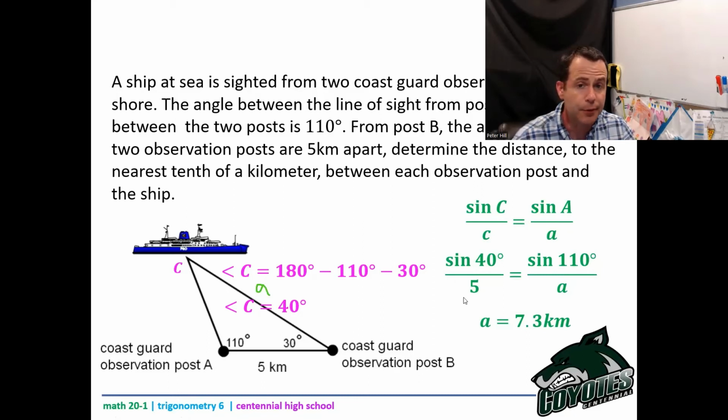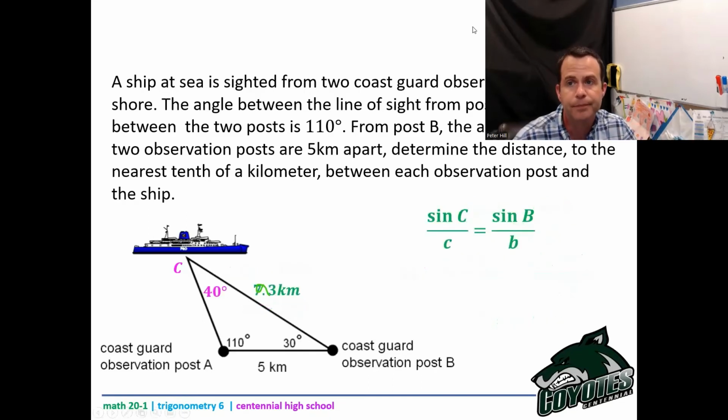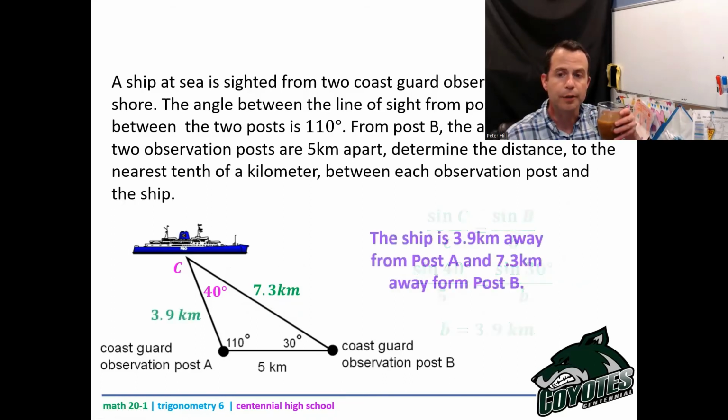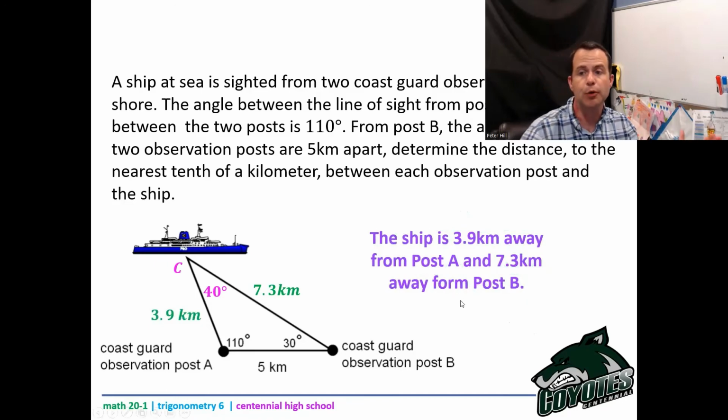Set myself up with the same sine C over C, but this time it'll equal sine B over B. And I've got an angle of 30 degrees. Still have that sine 40 over 5. And now to solve for B, I'll go 5 times sine of 30 divided by sine of 40 and get 3.9 kilometers. Okay. Always make sure you conclude. So the ship is 3.9 kilometers away from post A and 7.3 kilometers away from post B.